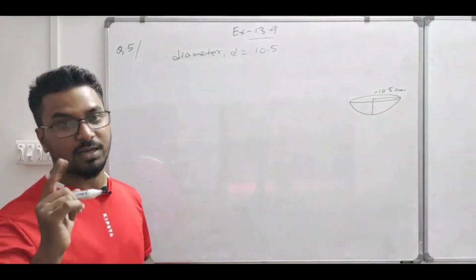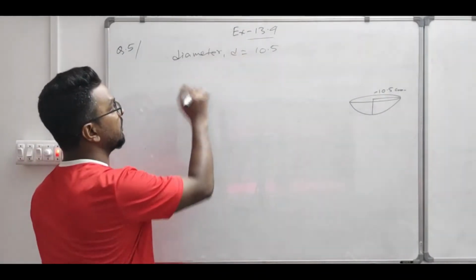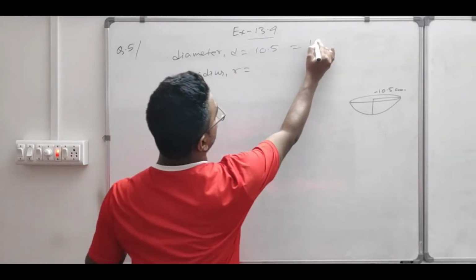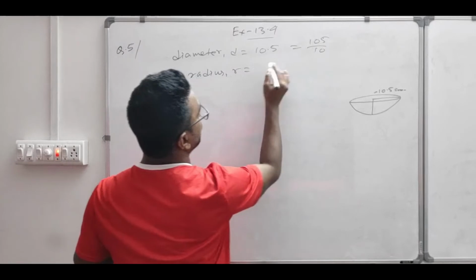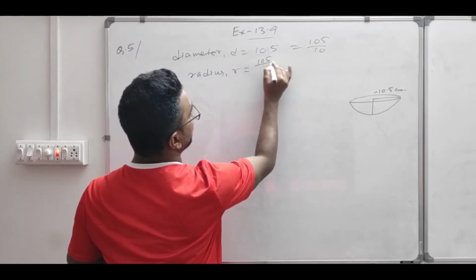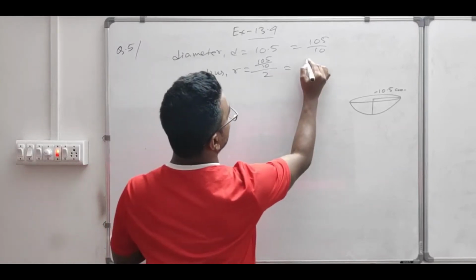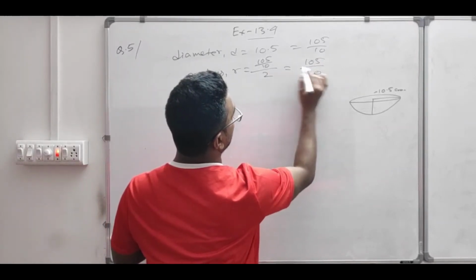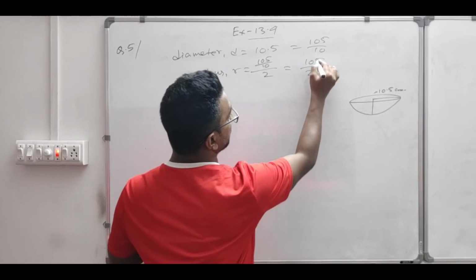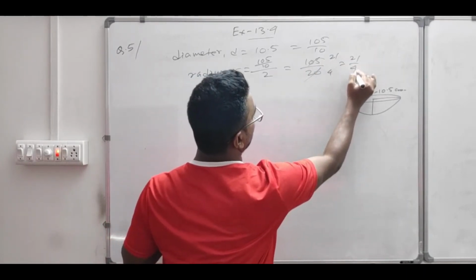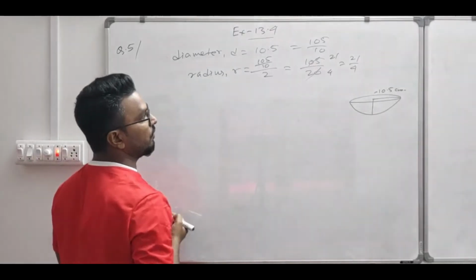So we have to find the inner curved surface area first. Diameter is given, so what will be the radius? Radius r. You can convert this one, 105 by 10. So radius will become 105 by 10 divided by 2. So this 10 will come in the denominator. So 105 by 20, 10 into 2 is 20. If you cancel it, it will become 21 by 4. So radius is 21 by 4.